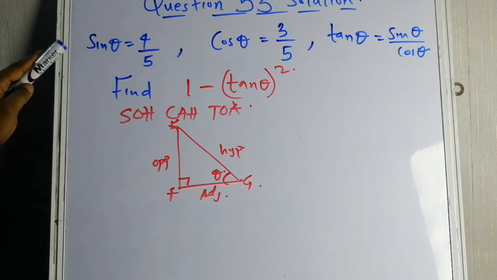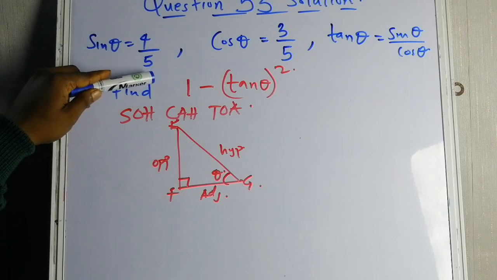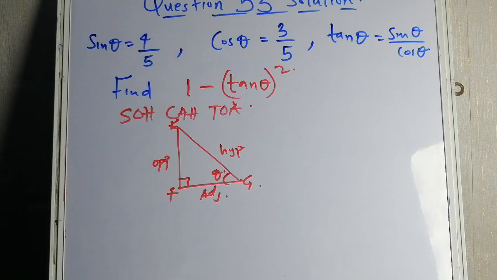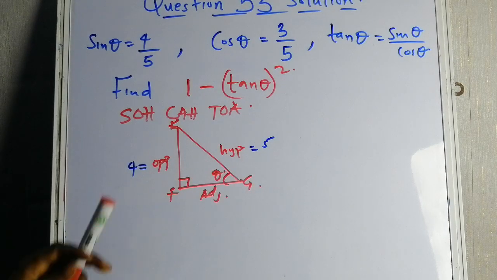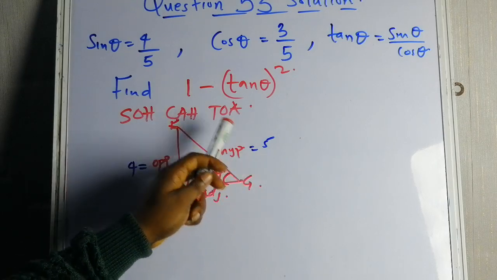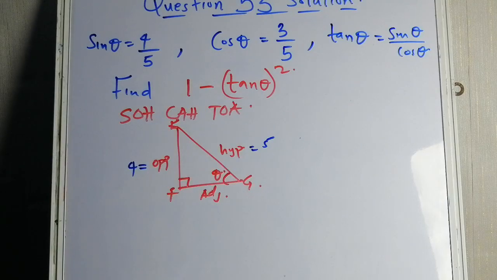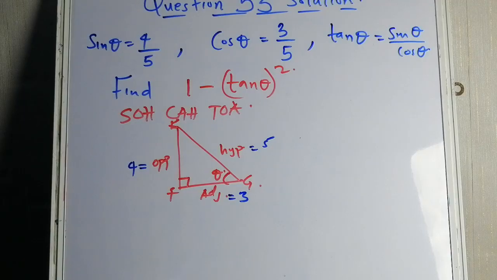So if you look at this question very well, what did they tell you? Sine theta means opposite over hypotenuse. So from here, your opposite is 4, and your hypotenuse is 5. That is the meaning. CAH is adjacent and hypotenuse. You have your hypotenuse already, so your adjacent is 3. It's as simple as that. Very, very simple. That is how you can analyze it.